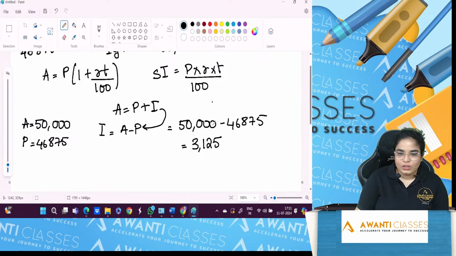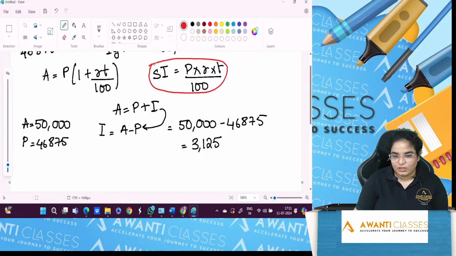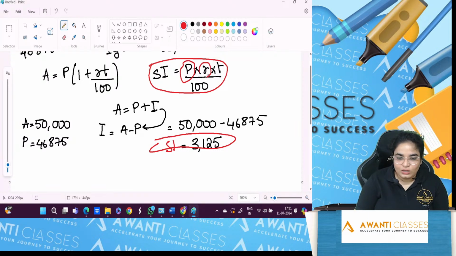Now let us take a look at this formula here. All of these formulas we have done yesterday. Simple interest is equal to PRT by 100. Do we know what the simple interest is? Yes. Do we know what P is? 46,875. We don't know what R is. T is 1 year and 8 months. So we can simply put this in the formula and find out R.